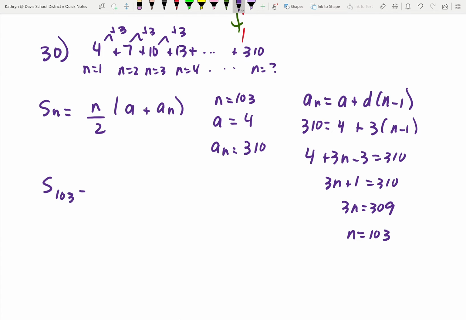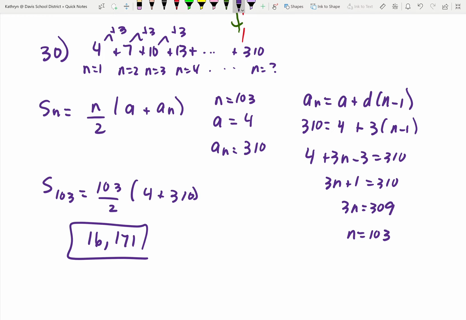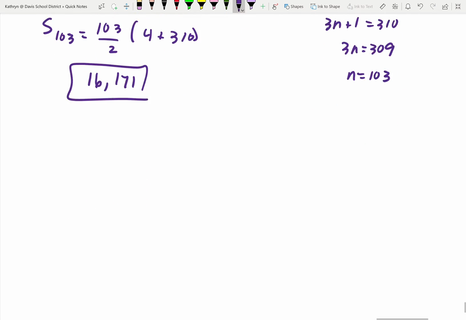So the sum of the first 103 terms is 103 divided by 2. First term is 4. a sub n is 310. That's the last term. So if you go 103 divided by 2, parenthesis, 4 plus 310, close it off, hit enter, your answer is 16,171. Okay, question 31.